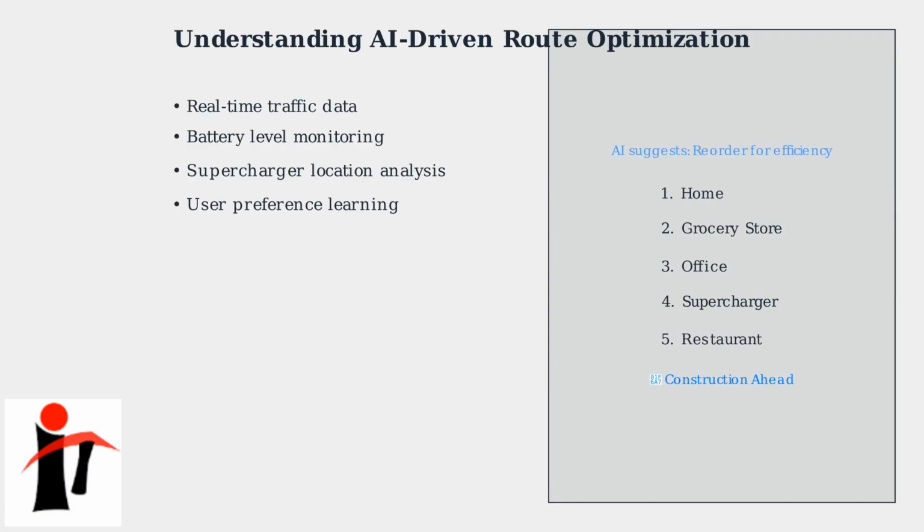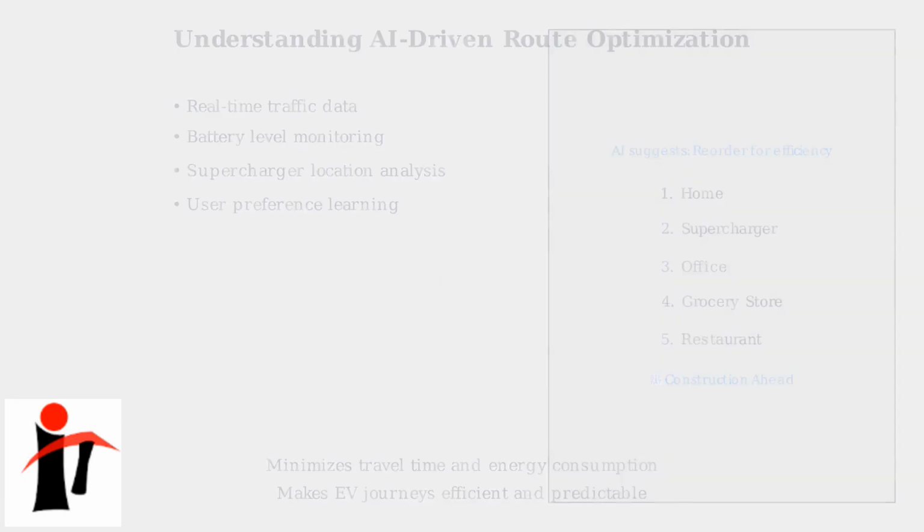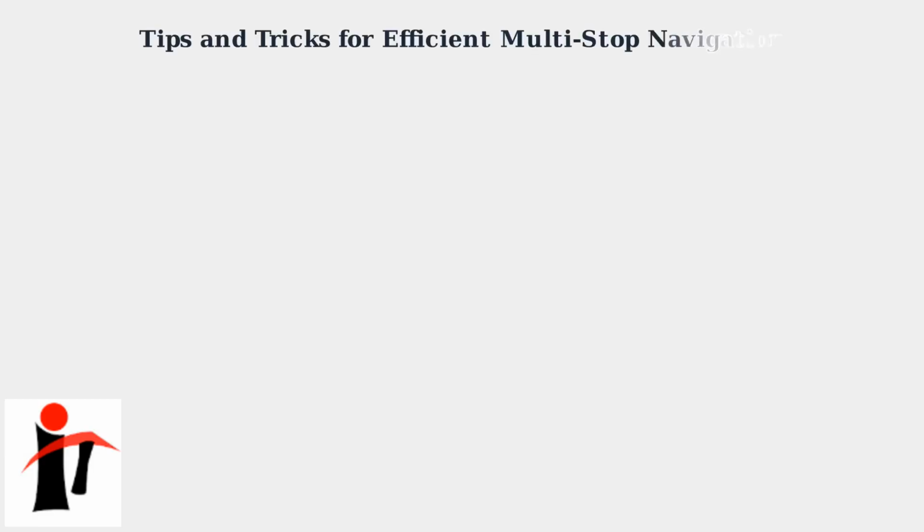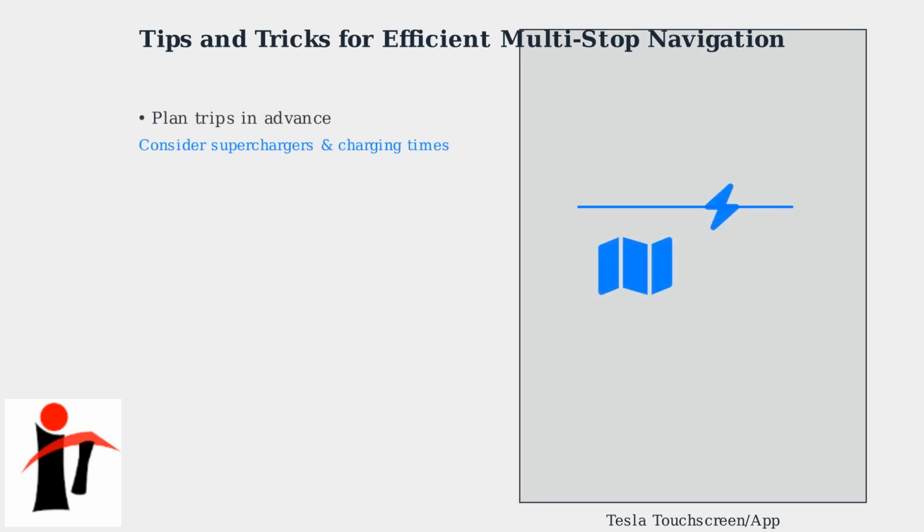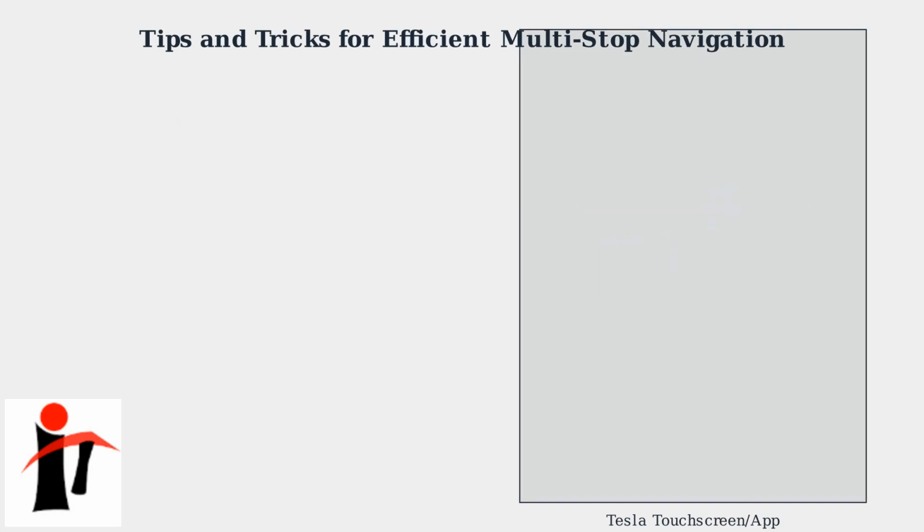If a route is disrupted by construction or unexpected delays, the AI will proactively suggest new stop orders to minimize travel time and energy consumption. This proactive approach makes long EV journeys more efficient and predictable. Plan your trips in advance, especially for long journeys, and consider factors like supercharger availability and charging times.